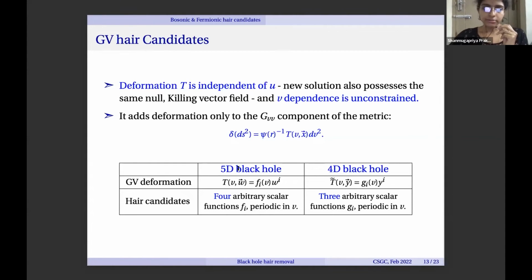Now, in particular, for the 5D black hole, the GV deformation is given by 4 arbitrary scalar functions Fi of the periodic coordinate V, and these are going to be our hair candidates from the bosonic side for the GV transform. For the 4D black hole, the GV transform is represented by this function T tilde, which is given by 3 arbitrary scalar functions Gi of the periodic coordinate V, and these represent the 3 bosonic hair candidates for the 4D black hole.